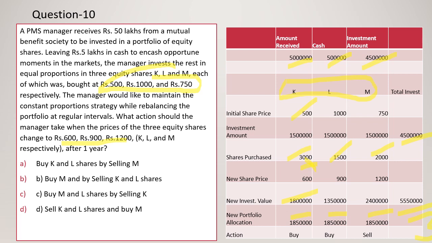Now look at this. The new investment value is 18 lakhs, but ideally the fund manager should keep 18 lakh 50,000. So he will buy 50,000 here. The new investment value is 13 lakh 50,000, but it should be 18 lakh 50,000. So we will again buy. But here the new portfolio value is 24 lakhs, but it should be 18 lakh 50,000. So he will sell. So the answer that we have selected here is K and L: you have to buy, and you have to sell M. That's what the answer will be.